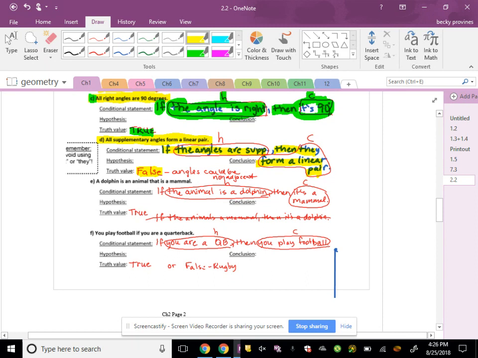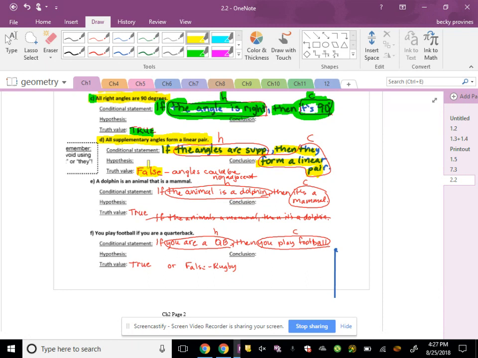Now notice, a little hint is like the information at the beginning of the sentence, I keep at the beginning. Information at the end, I leave at the end. It really does help. And when you're finished, you just have to make sure they have the same meaning. So if you remember linear pairs, they have to be adjacent and equal 180. Supplementary just means they're two angles. They could be adjacent, but they don't have to be. And so that is the difference here.